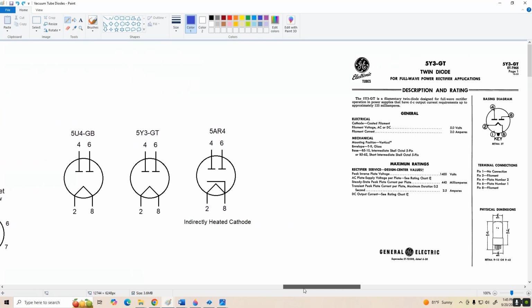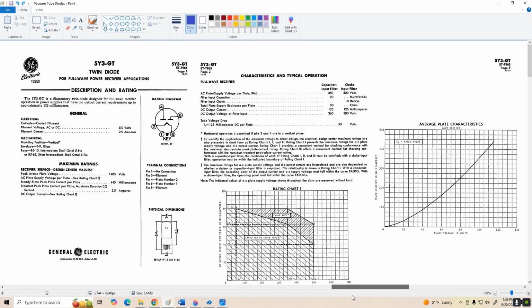Now let's take a look at the partial data sheet for the 5Y3GT. This one is from General Electric, and nowadays GE is known mostly for their jet engines and locomotives, but back in the day they were a vacuum tube powerhouse. This data sheet has a date of 1955, and the first thing we see is that the filament or heater operates from 5 volts DC or AC, so if that's AC it would be 5 volts RMS. It draws a current of 2 amps. And this tube has to be mounted vertically. If you try to mount it horizontally, the filament may sag and short into the plates. That's not a good thing, so you have to mount this one vertically.